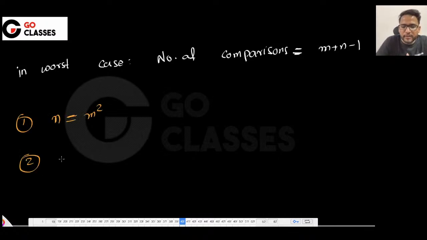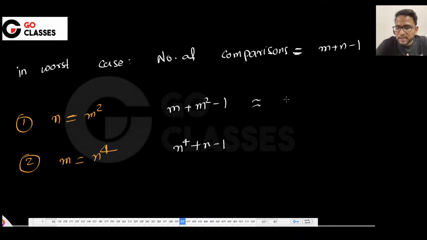These are independent, maybe m equal to n power 4 or anything, right? Or something like this. Then in this case, the number of comparisons will be m plus m square minus 1, which in this case is n power 4 plus n minus 1. So it is almost the same as order of m square. It is in n power 4.